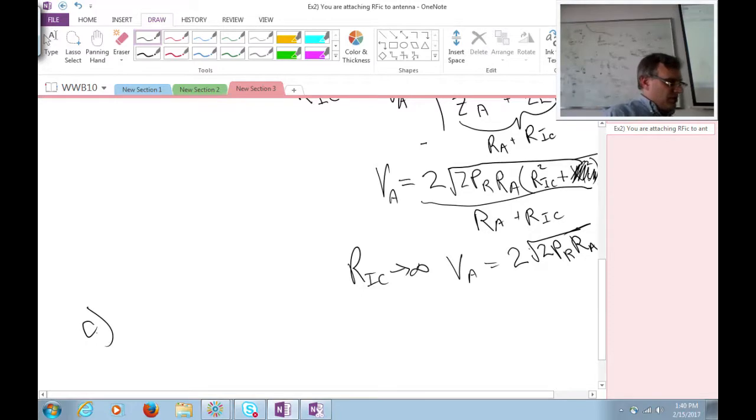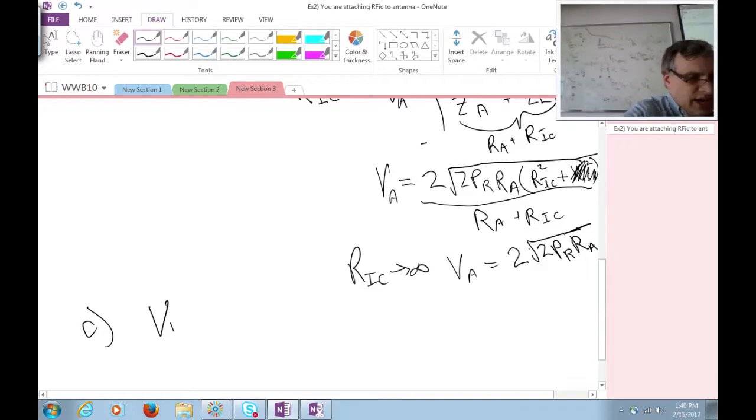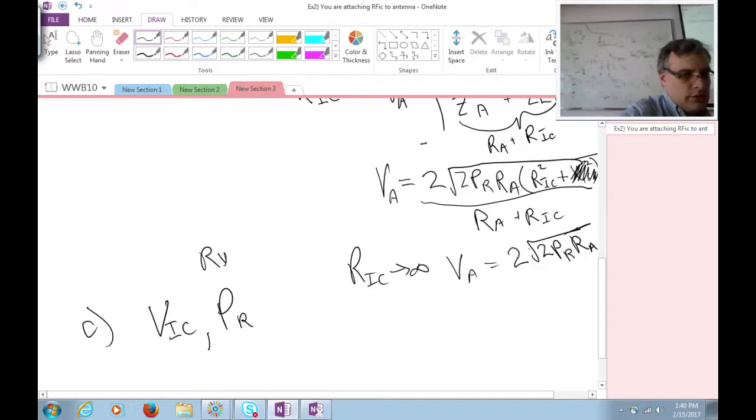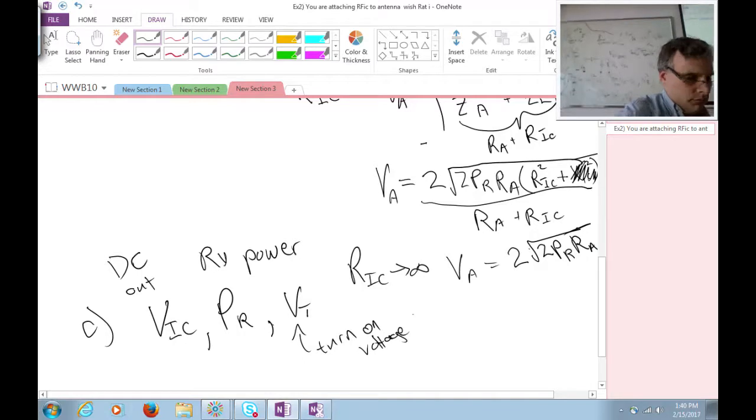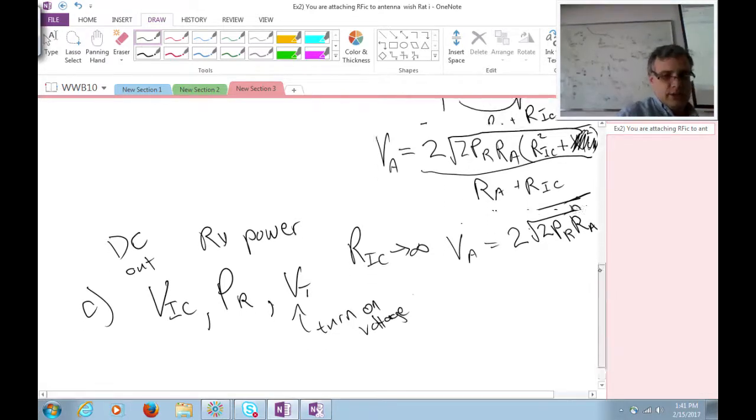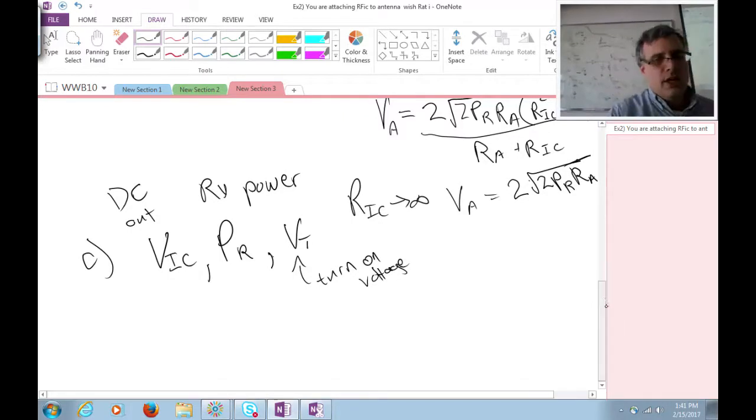And then for C, okay, here's where it starts to get a little more challenging. For a given RFIC with DC logic level VIC, average received power P sub R, and diode turn-on voltage V sub T, derive an equation for predicting the minimum number of charge pump stages required to get the design to work. Okay. So man, how do we go about doing this? Well, we have an expression for VA here.